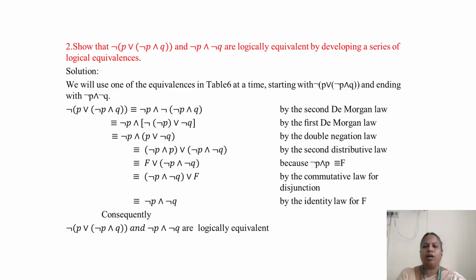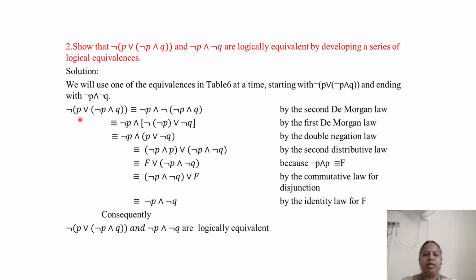Now we have a list of formulas with us. Using the logical equivalence formulas, we can prove whether the statements are logically equivalent or not. Here we have to show that negation of P or negation of P and Q, and negation P and negation Q are logically equivalent using the logical equivalences. We'll use one of the equivalence laws at a time.